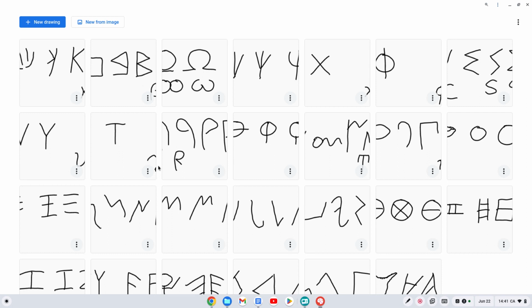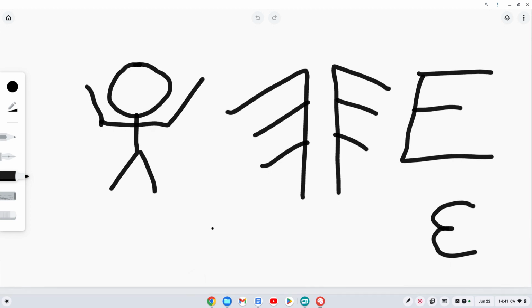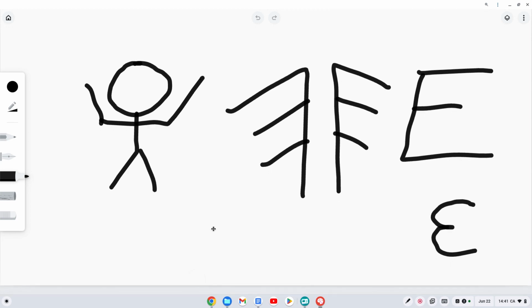Alright. I also wanted to point out one more thing, and that's epsilon. You'll find in some manuscripts that they got tired of making the E with all the corners, so they just made it simpler, like that. Just so you're aware.